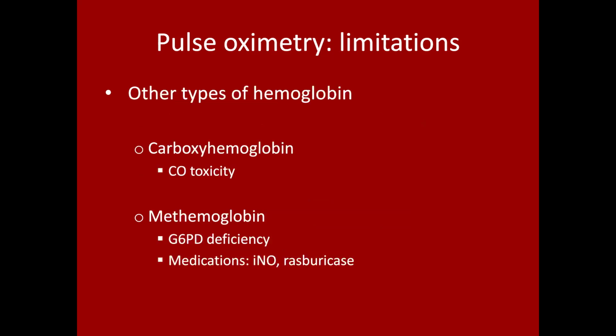Other limitations is that, as I alluded to earlier, there are other types of hemoglobin that are analyzed by our pulse oximeter, and not just oxy and deoxyhemoglobin. The two probably most famous examples are the presence of carboxyhemoglobin in carbon monoxide toxicity, and methemoglobin in conditions such as G6PD deficiency or under a burden of high oxidative stress. Examples of this are things like inhaled nitric oxide or the administration of medications like rasburicase, among others.